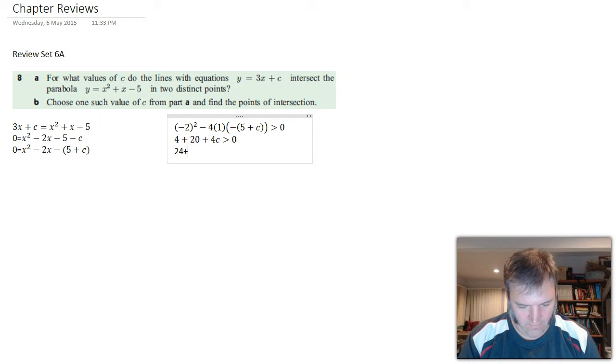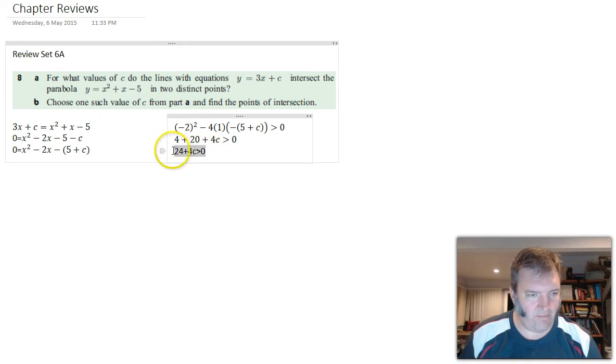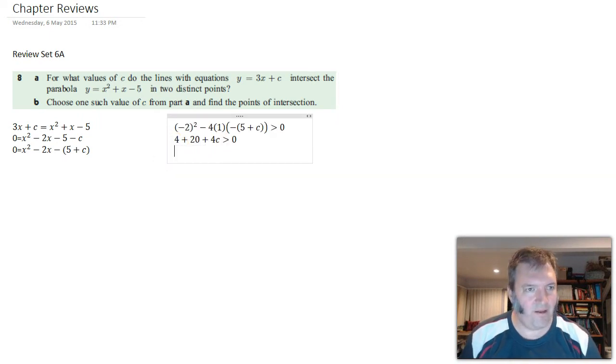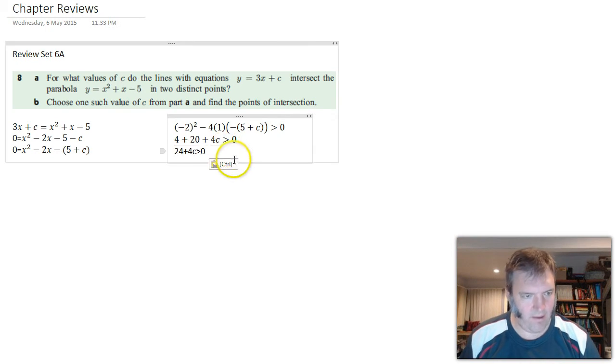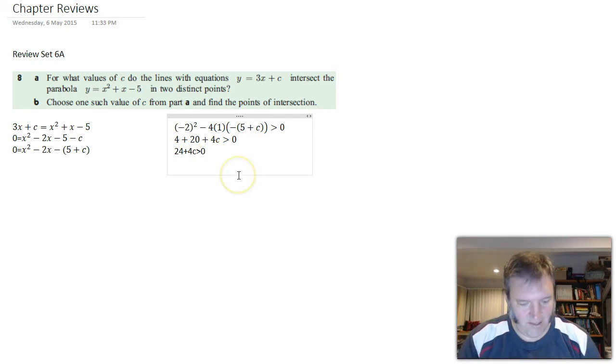24 plus 4c greater than 0. Obviously you can probably see the answer already, but let's just keep going anyway. Oh, that didn't put it in the nice, beautifully formatted equation, so I'm going to go back and get that, so it's going to look nice for you. Doesn't look much nicer at all, does it? Let's just persevere. It's getting late. I've got basketball in a few hours, so let's sort this out. 4c will be greater than negative 24. Divide by 4. c is greater than negative 6.